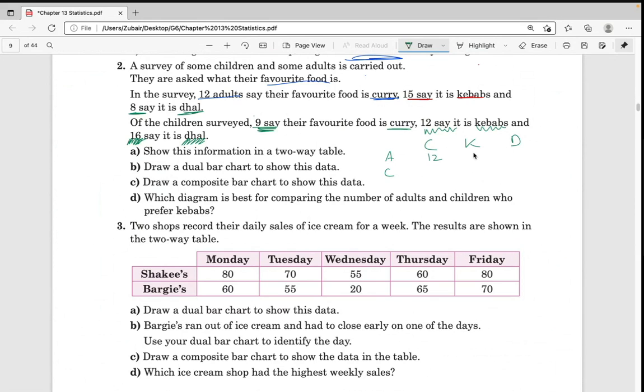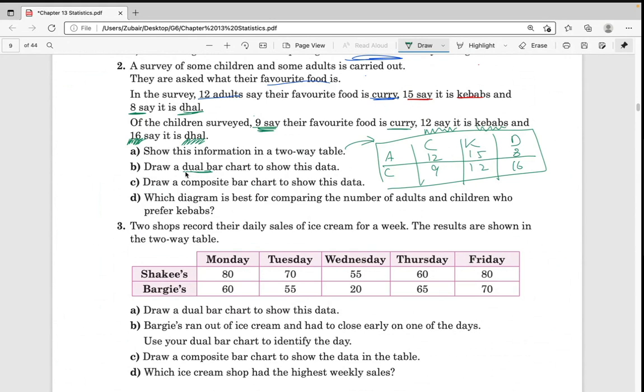For adults and children, I'm making my table. So 12, 15, and 8. Then for children, that is 9, 12, and 16. So now we just have different headings and exactly the same question. Show this information in a two-way table. Now, two-way table, done.